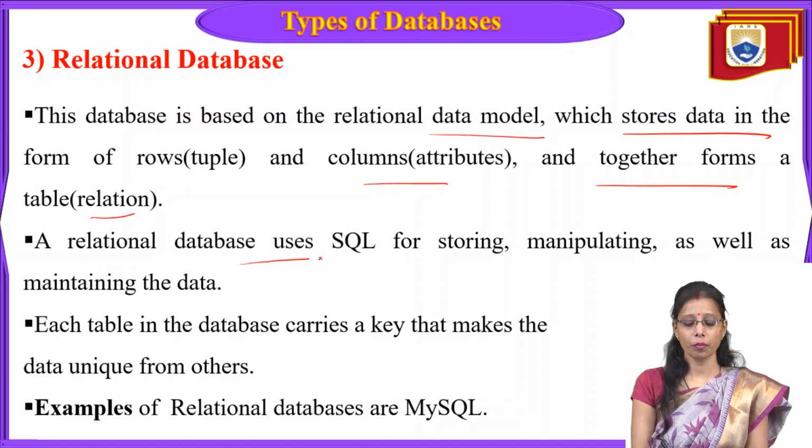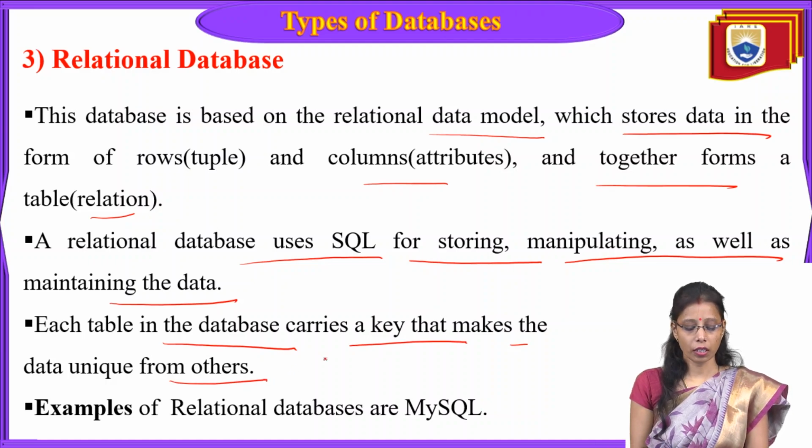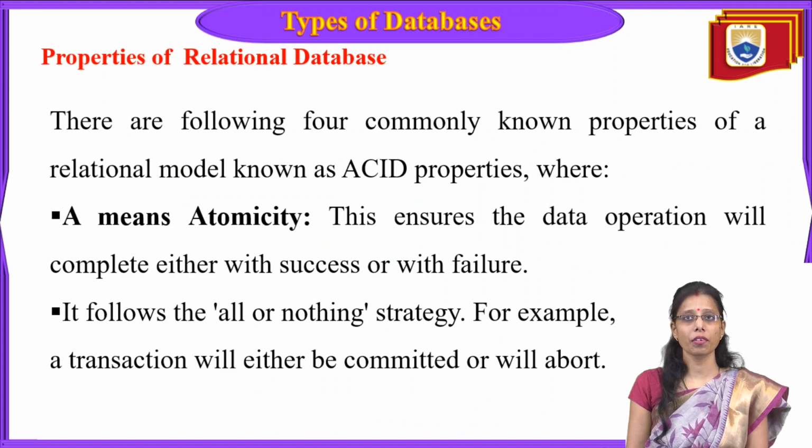A relational database uses SQL for storing, manipulating, as well as maintaining the data. Each table in the database carries a key that makes the data unique from the others. An example of a relational database is MySQL. Now, what are the properties of a relational database?